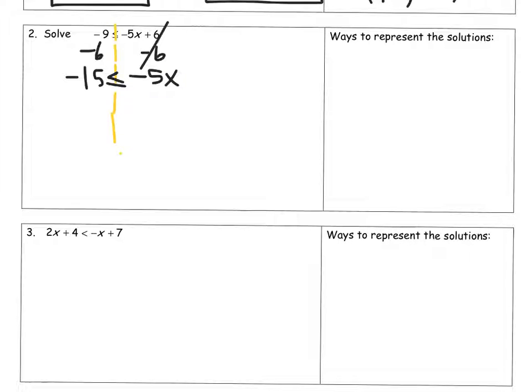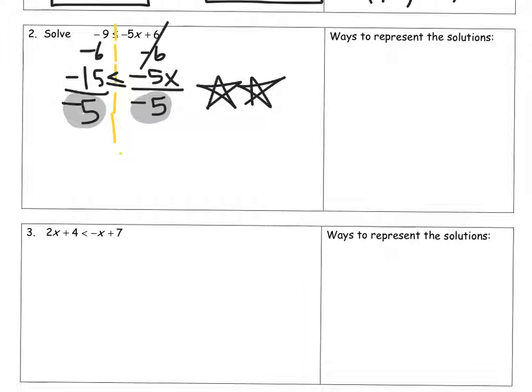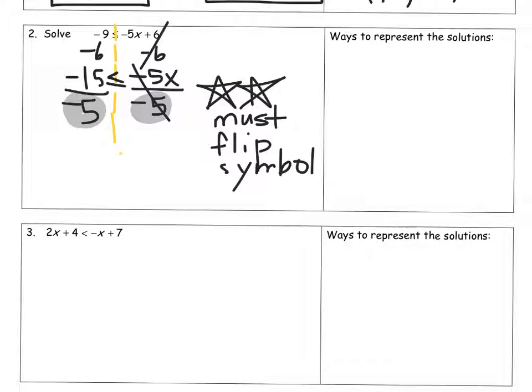Now to solve this, I have to divide both sides by a -5. Divide by a -5. And I just broke a rule. I'm going to put a star here and a star here. We must flip the symbol because I divided by a negative. So that cancels. X is by itself.